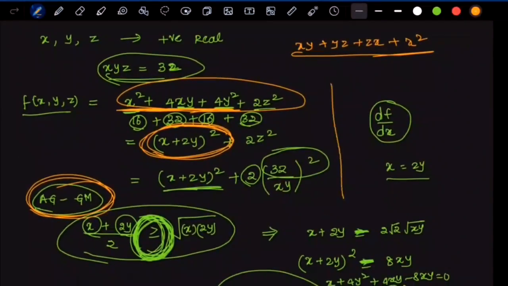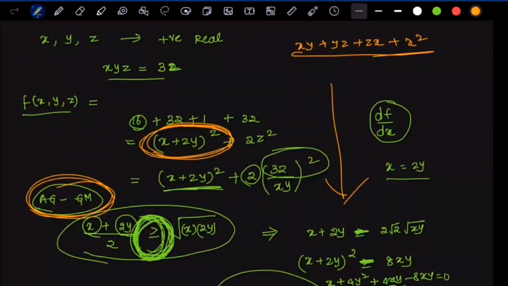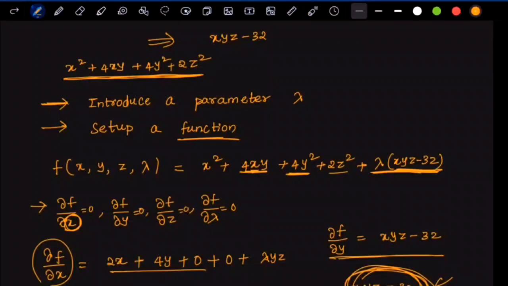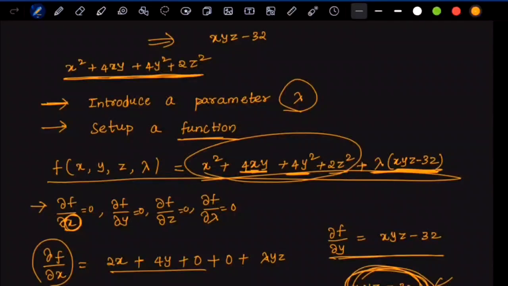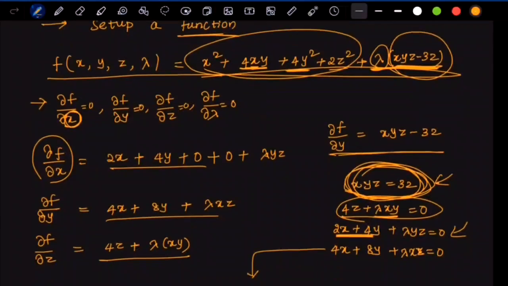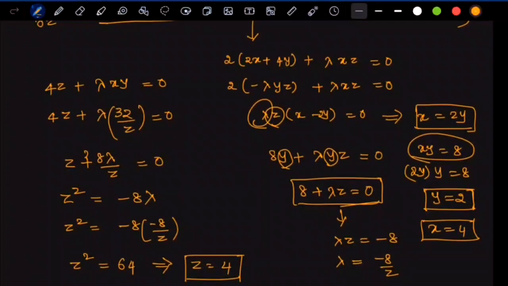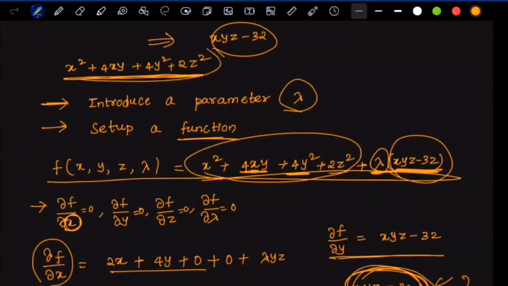Alright, but this method cannot be used when this function gets complicated. So what you have to do in the Lagrange multipliers method, you have to introduce a parameter lambda and construct a function where you will write the given expression first and then lambda times the constraint that is given in the question, and then you find the partial derivatives dou f by dou x, dou f by dou y, dou f by dou z, dou f by dou lambda, and set all of them to 0. Then you will get 4 equations and 4 variables. You have to solve them. The values that you get, if you plug these values back into the function that you have, this particular expression, you will get the minimum value.